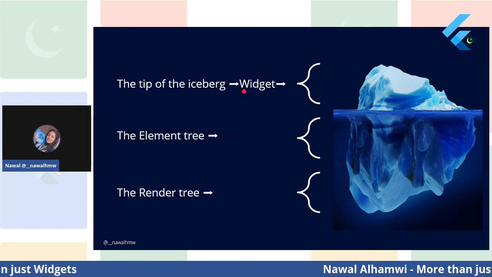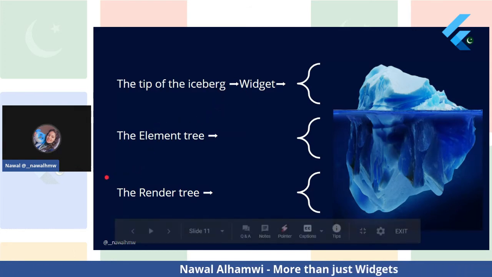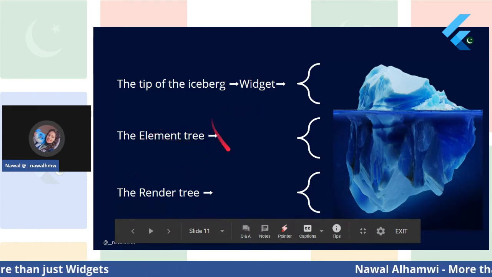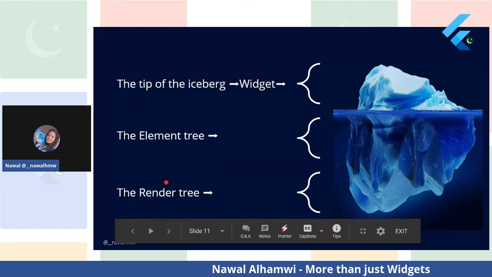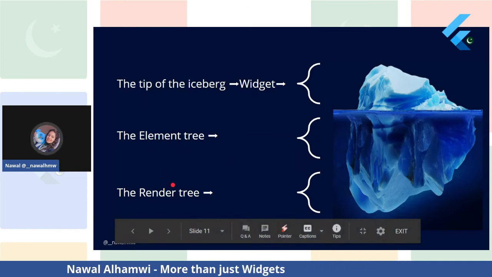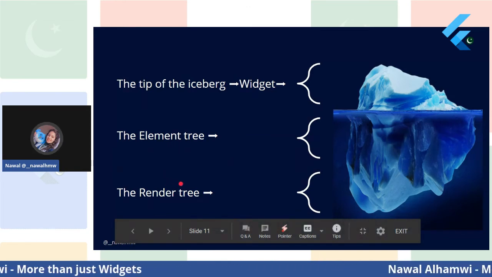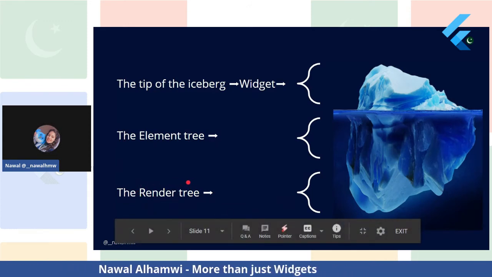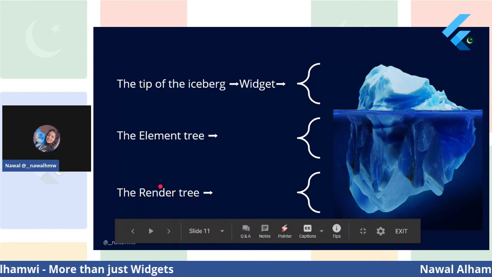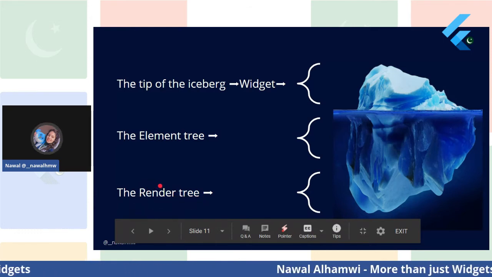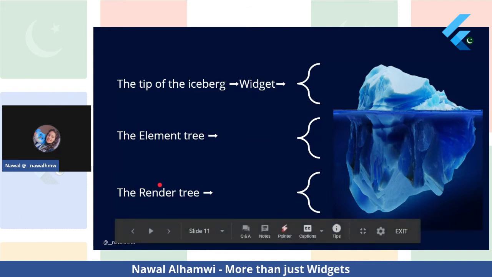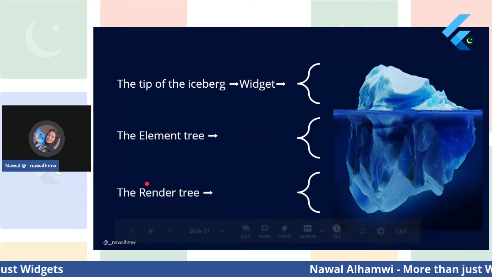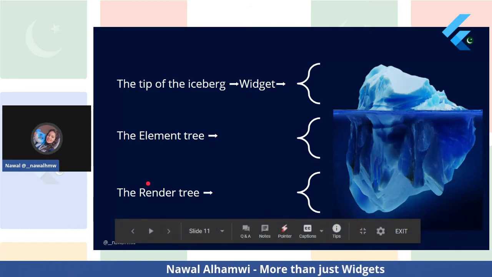The actual painting on the screen takes place here in the render tree. It's not in the element tree nor in the widget tree. What happens in this tree is that the whole process of painting and rendering your UI is handled by the framework itself. So we don't do anything, and developers rarely interact with it.